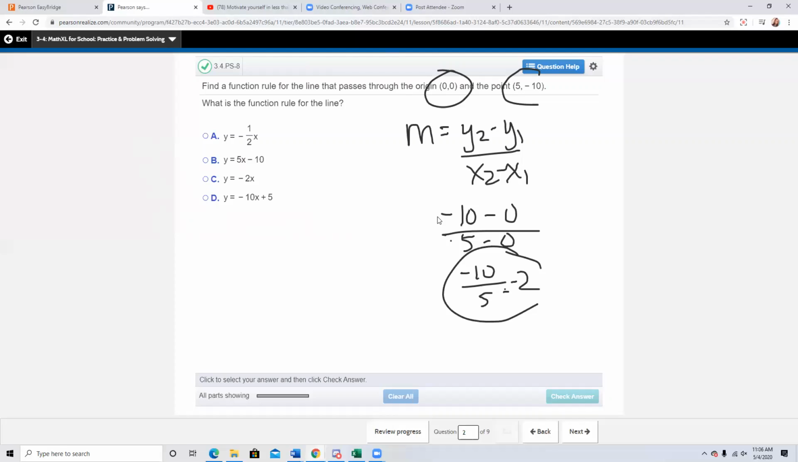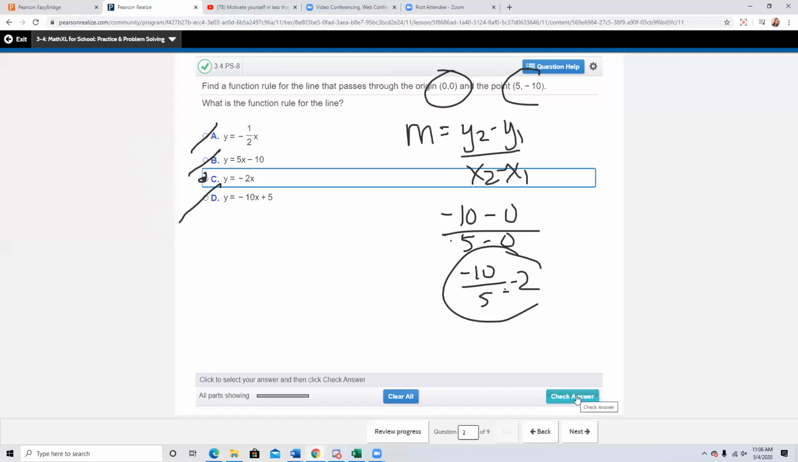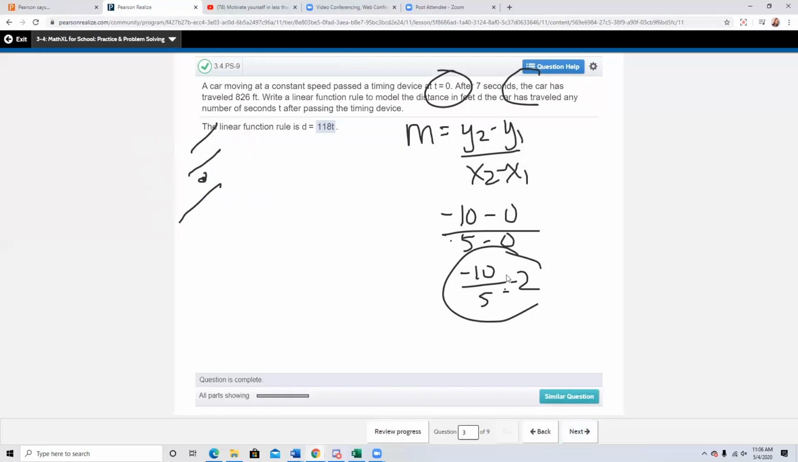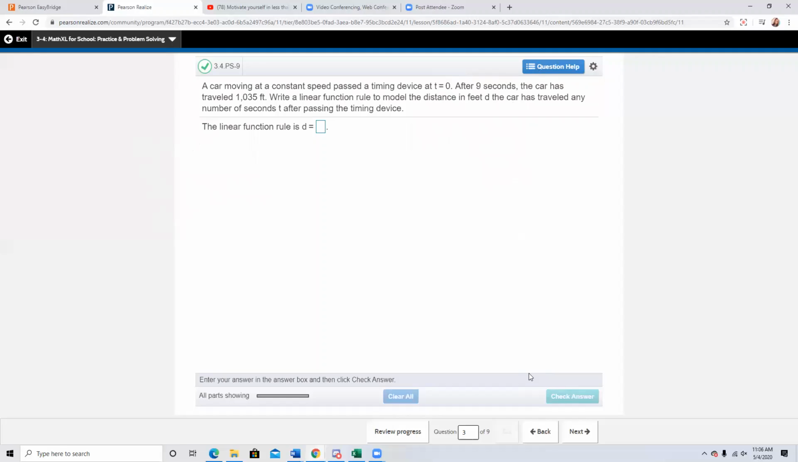So if your slope is negative 2, you can eliminate this one and this one. And so your answer can be C. Okay. All right. Moving along to a word problem, and then we'll be finishing up. With a word problem, you have to pay attention to what it's asking you.